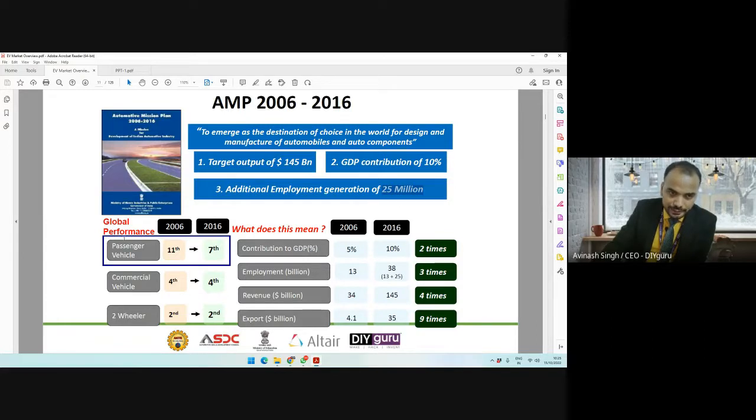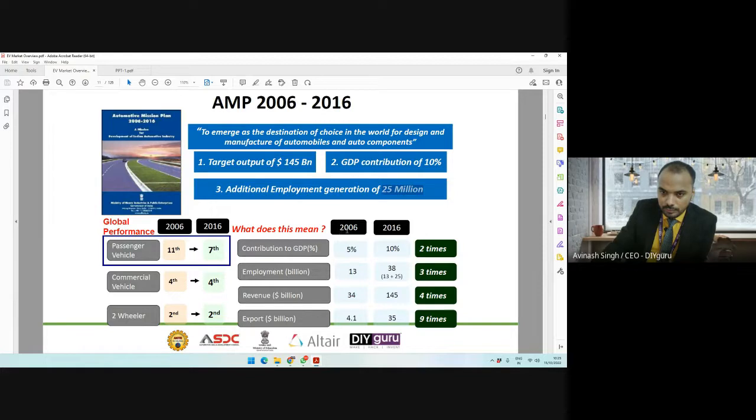You can see here, in terms of passenger vehicles, we were ranked 11th in the globe in 2006, and by 2016 the number changed to 7th in global performance. In the commercial vehicle segment, from 4th it still remained 4th. Two-wheeler also remained the same.